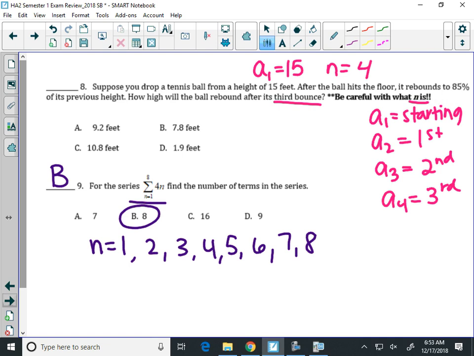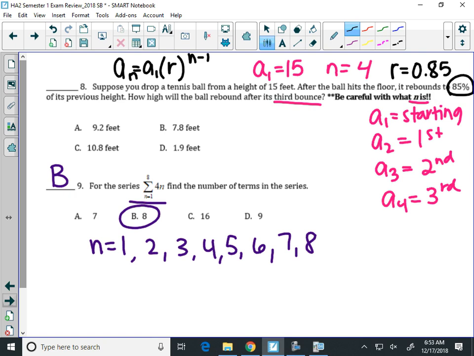So we have a sub 1, we have n. We also need to know what 85% is. When they give you a percentage, that typically means geometric. So it means your r is going to be 0.85. That's what you multiply by every time to get the next height. This means I'm using a geometric formula. a sub n is the first term times r to the n minus 1.